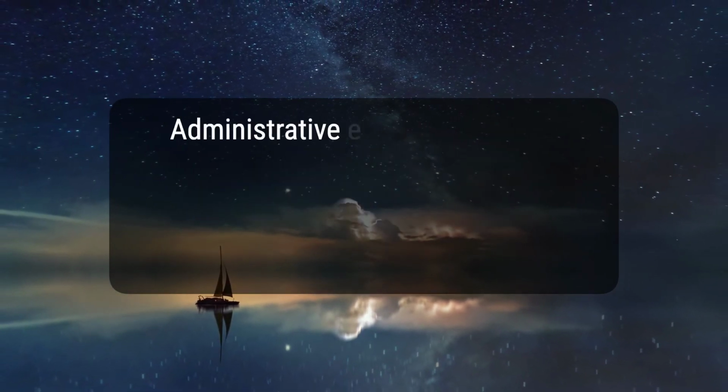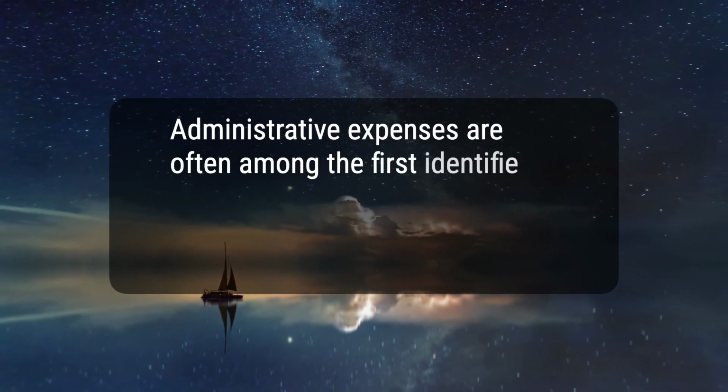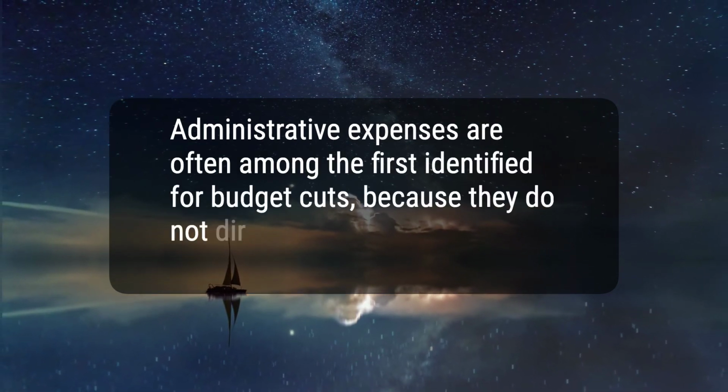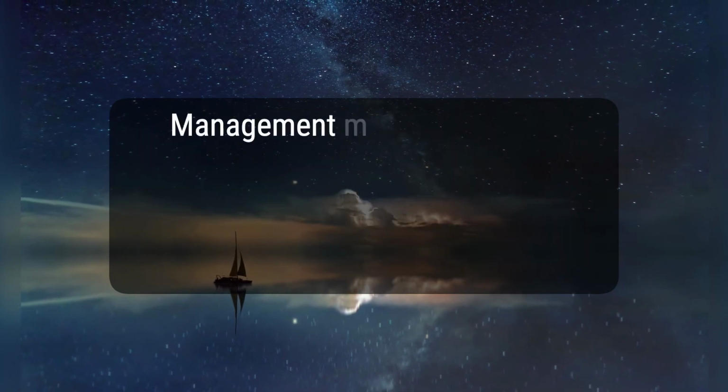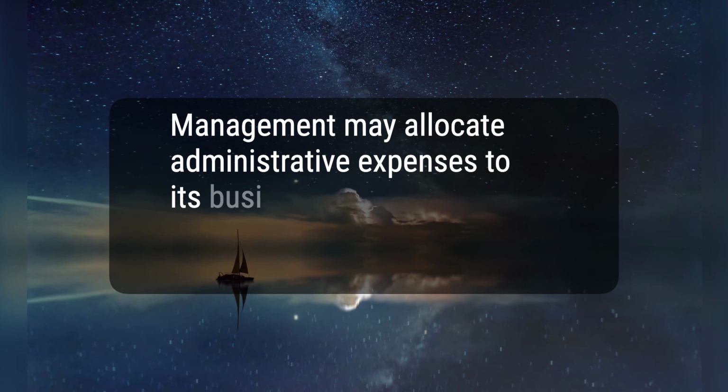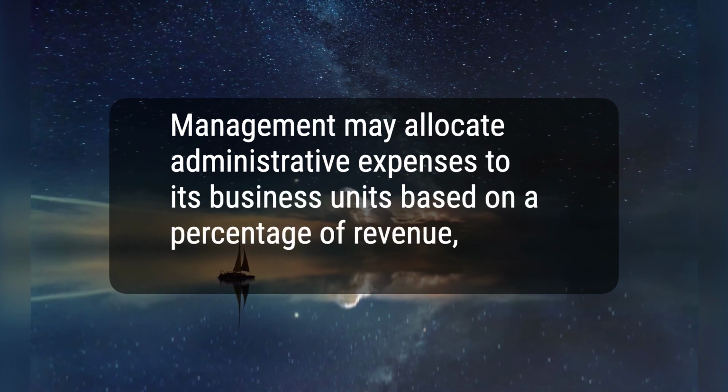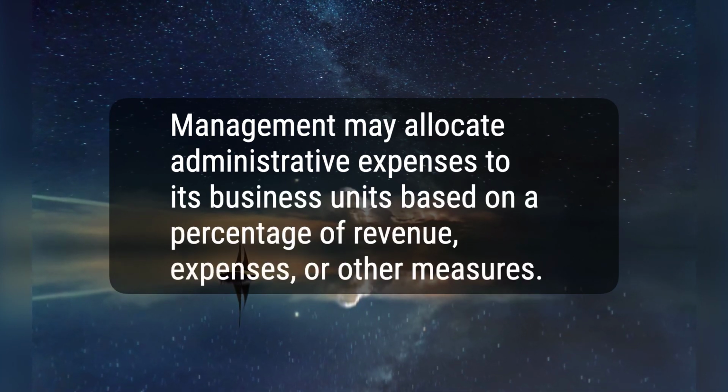3. Administrative expenses are often among the first identified for budget cuts, because they do not directly impact a company's main business functions. 4. Management may allocate administrative expenses to its business units based on a percentage of revenue, expenses, or other measures.